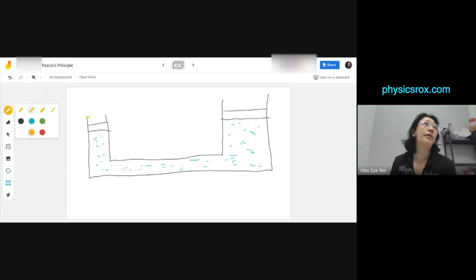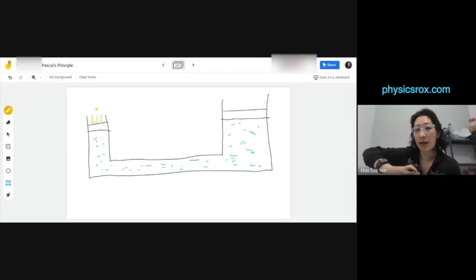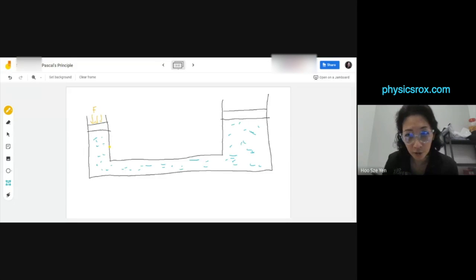But what we have here is, let's say, we apply a force. So remember, we are exerting an external pressure. So we apply a force this way. This force can be applied by us, or could be a machine that applies the force. What happens is this force is converted to pressure.